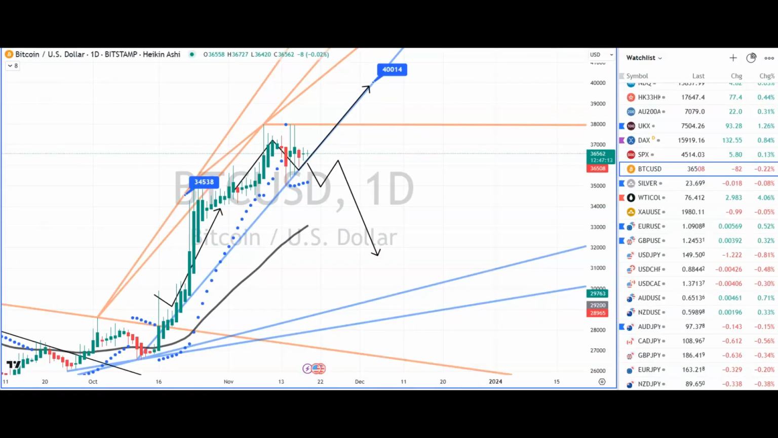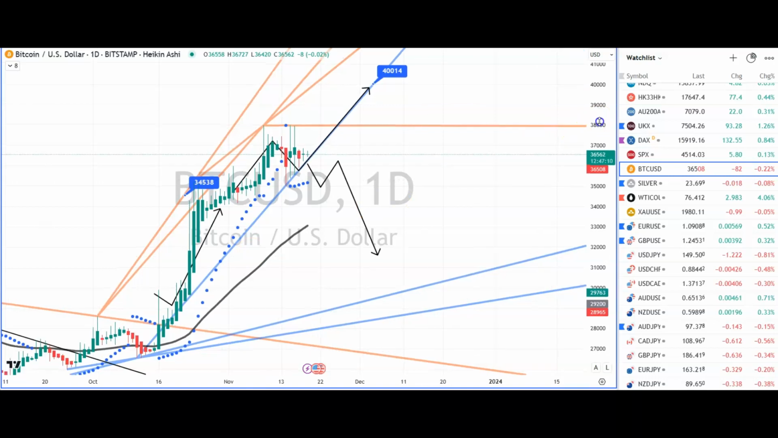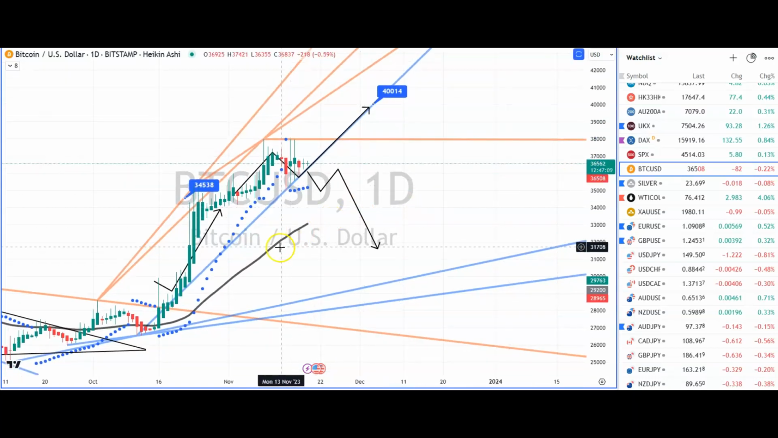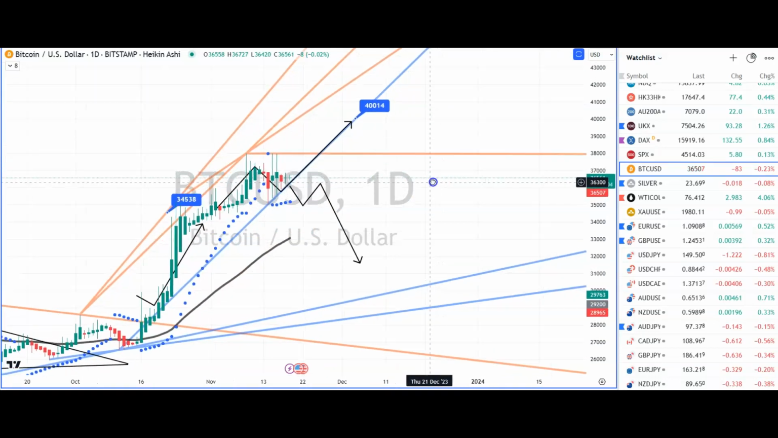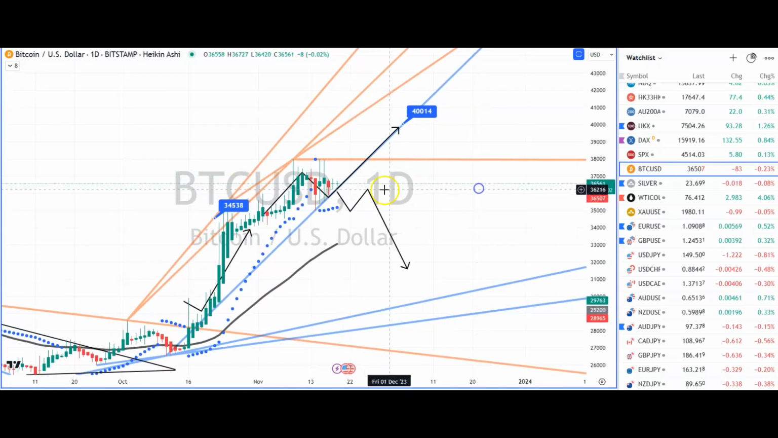I've jumped on to Bitcoin. I'll come to the indices in a moment. So this is Bitcoin. Congratulations, we had over 5,000 pips on Bitcoin in the last few weeks. Now it's thinking about where it goes.